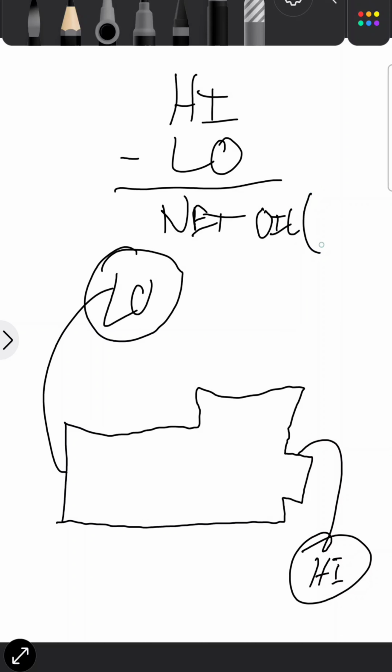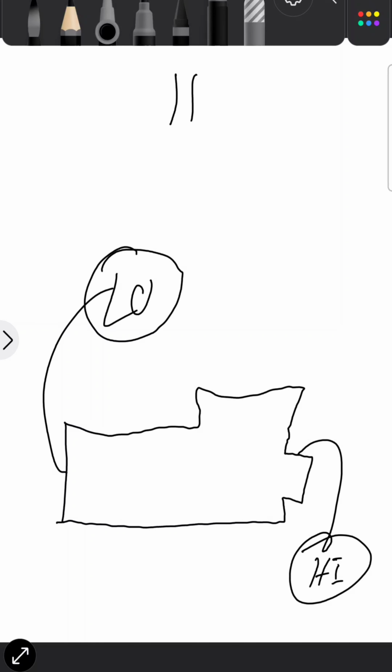Or I'll hear some people call it an NOP. I don't know why I was going to say NEP. An NOP, right? I just call it net oil. But that's how you're getting it, right? You're taking the high pressure from your pump minus the low pressure from your suction, and the difference between those two is your net oil.